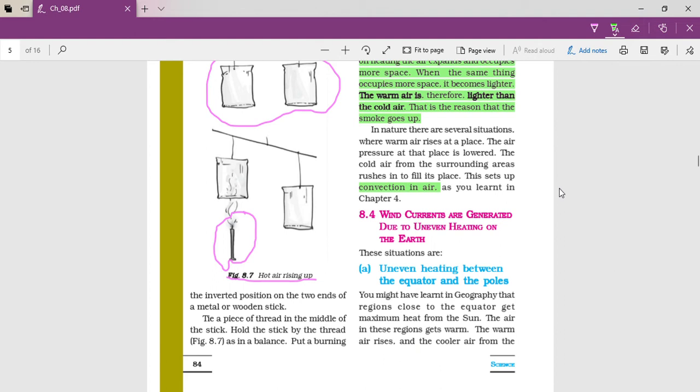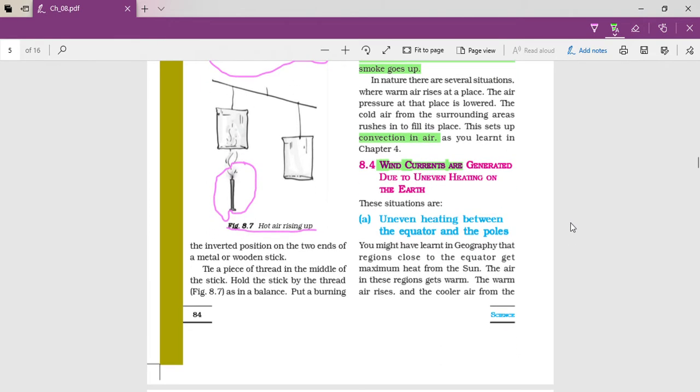Next we have wind current. So what is wind current? The wind is the movement of air which depends on the difference in air pressure in two regions. Air moves from the region of high pressure to the region of low pressure in the atmosphere. This difference in air pressure is created by uneven or unequal heating on the earth.